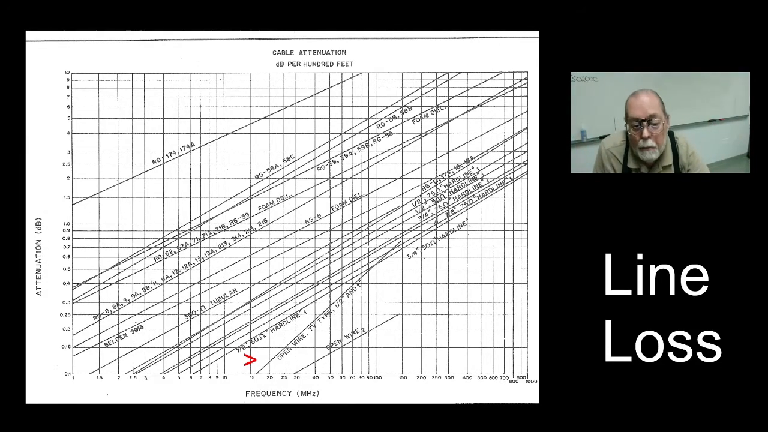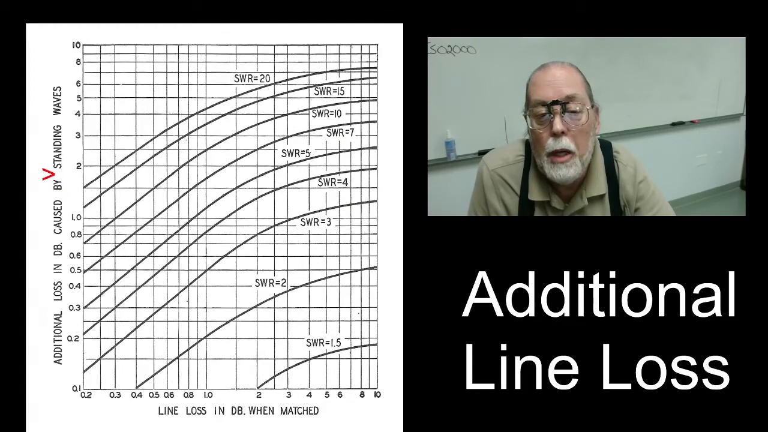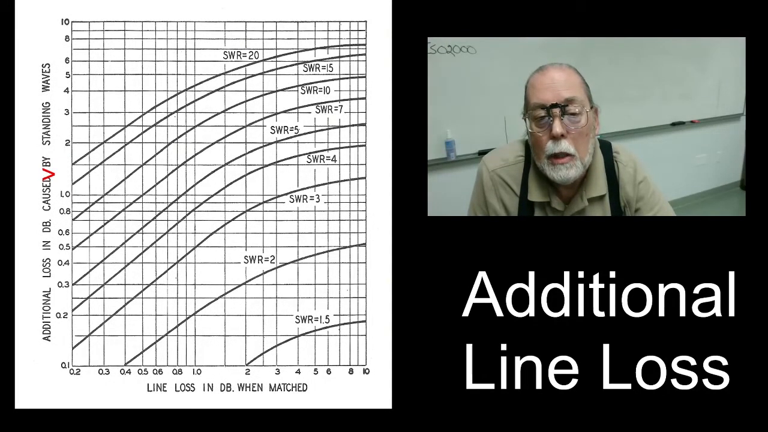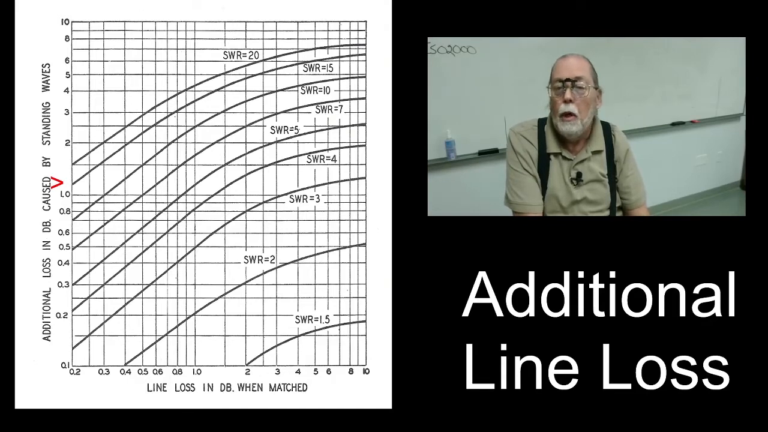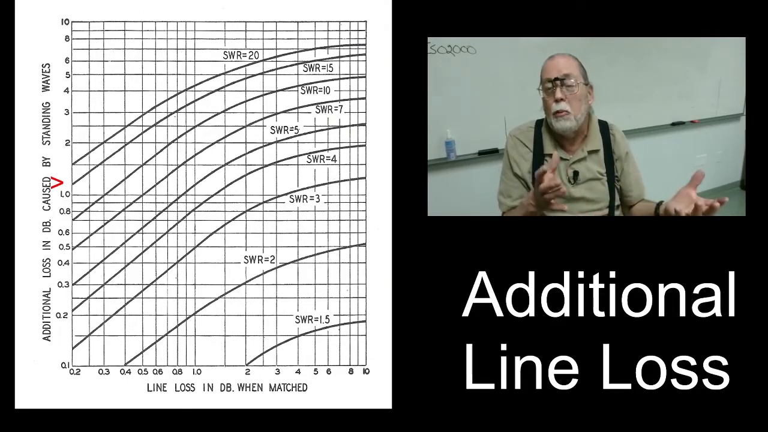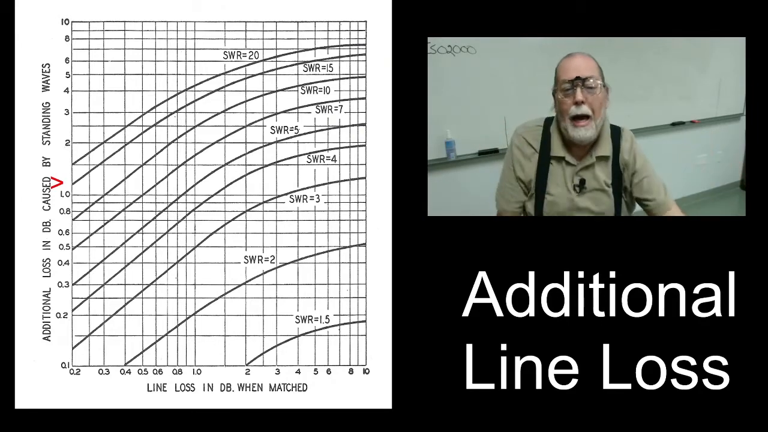So with open wire line, if we now look at what happens, if the original line loss is 2/10 of a decibel, when the SWR gets to 20:1, which is up here, here's the 20:1 SWR line, or here's the 10:1 SWR line. The additional loss is barely 1 decibel. 1 decibel is the minimum change that an average person can even detect. It's insignificant.